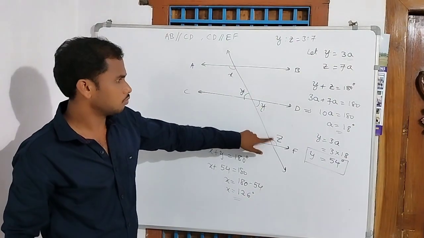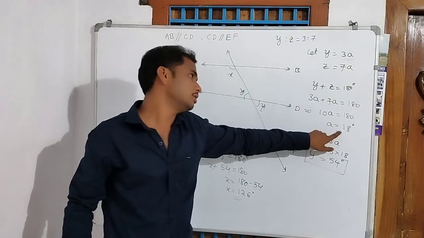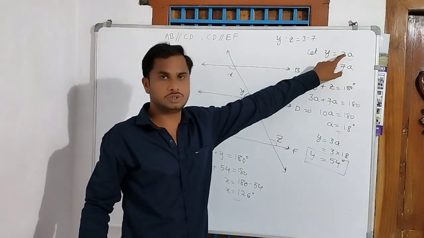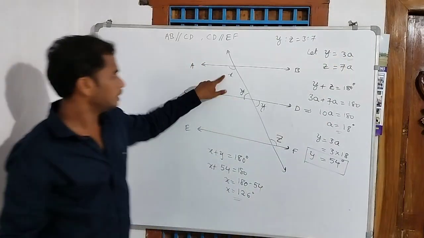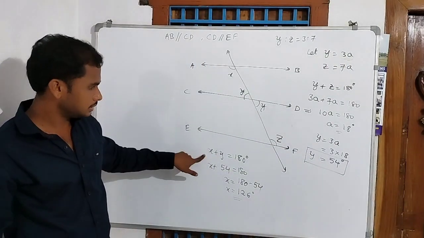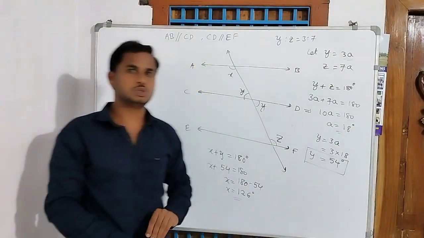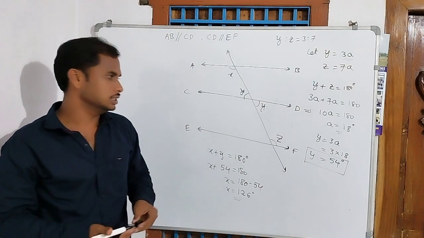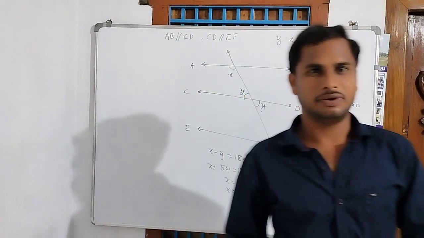First of all, these two are co-interior angles, so we can add these two and find the A value. After that, we substitute the A value into Y equal to 3A, and then we can find the Y value. After that, we know X and Y are co-interior angles, and the sum of co-interior angles is 180. Then angle X is equal to 126 degrees. We can do sums like these. We can try. Okay. Thank you.